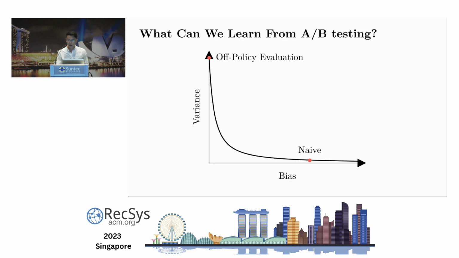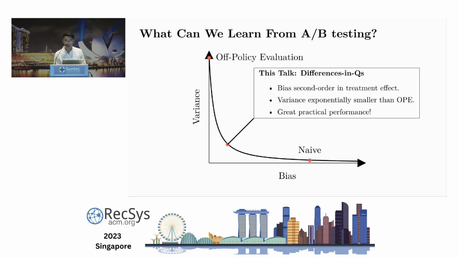So what we'd want is an estimator that comes up with a better bias-variance trade-off, and that's precisely what this talk is going to be about. I'm going to introduce an estimator. It's called differences in Qs, or DQ. This estimator has bias that's provably small. It's provably second order relative to the treatment effect. It has variance that is exponentially smaller compared to off-policy valuation. And as a result, it has great practical performance on the problems that we've looked at. OK, so this is kind of the point of the talk today.